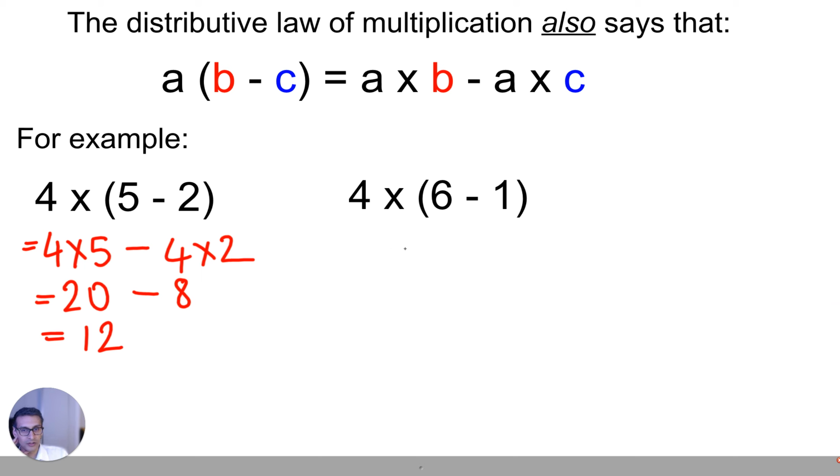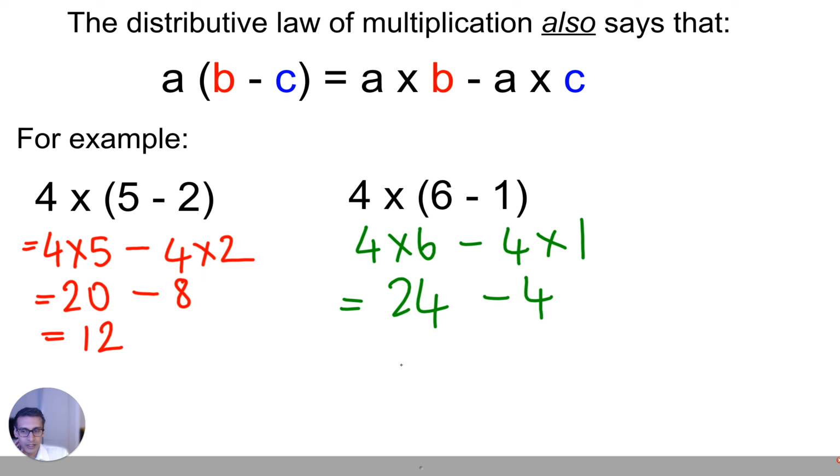but we're going to specifically try to use the distributive law of multiplication here just to practice using it. So if we're using the distributive law on this question on the right, we're going to do 4 times 6 take away 4 times 1, and that's going to become 24 take away 4. That's going to give you 20. And we can just quickly check that because 6 minus 1 is 5 and 4 times 5 is 20. So we've got that right.